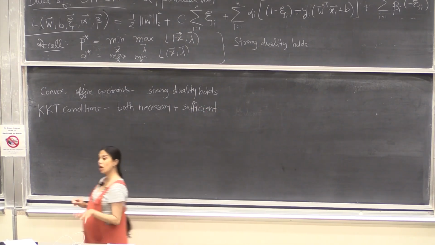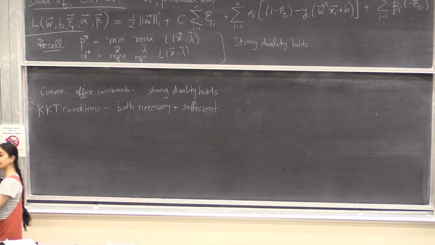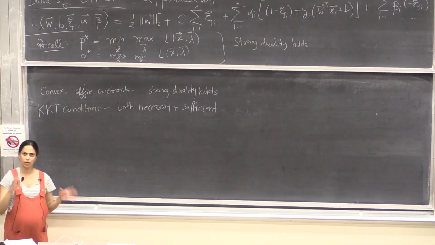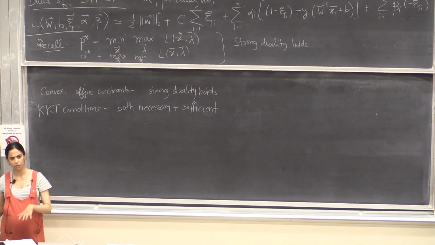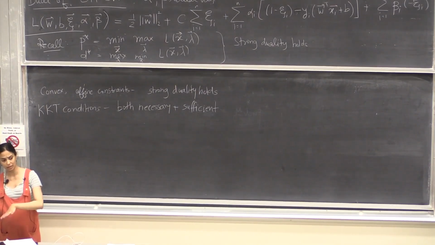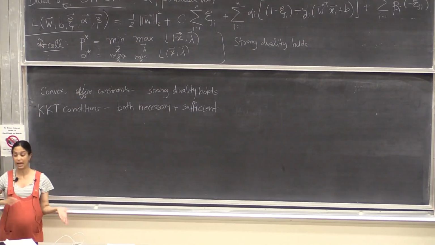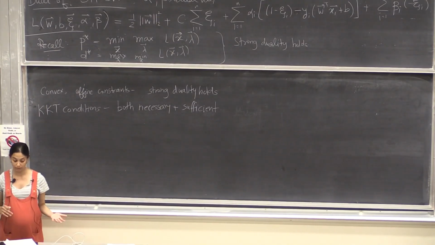So we know that any optimal point must satisfy the KKT conditions, and any point that satisfies the KKT conditions must be an optimal point, right? That's what it means to be necessary and sufficient. The implication goes both ways.